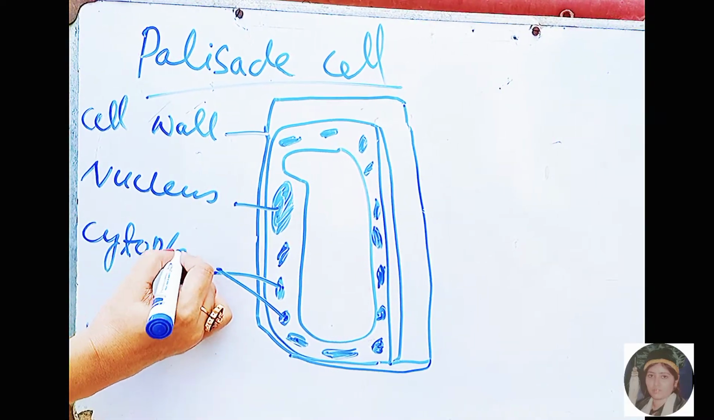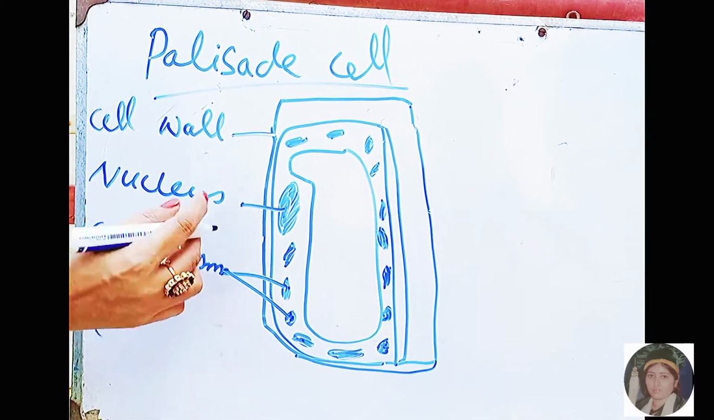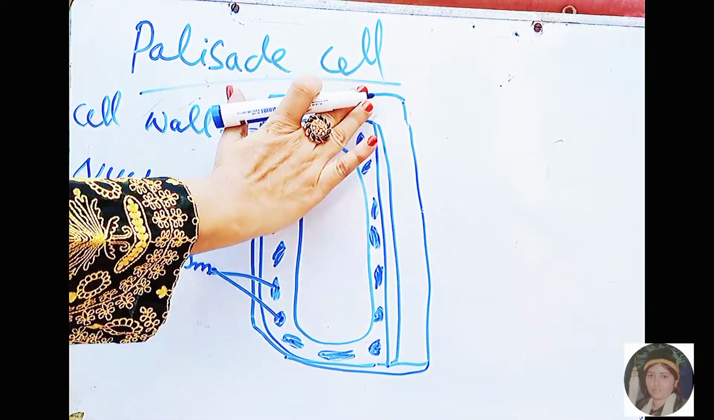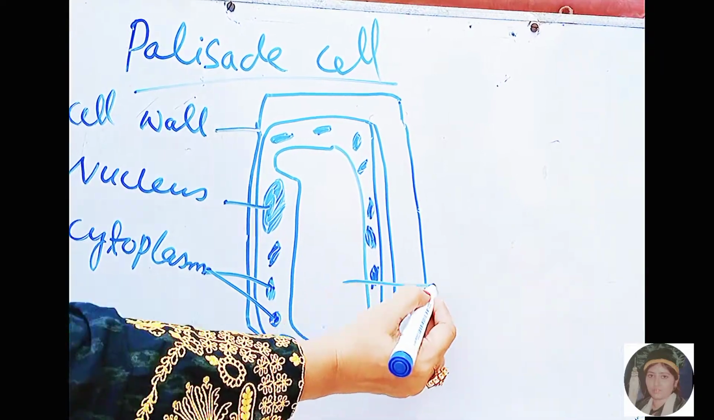Palisade cells are mostly found in the top surface of leaves. They have a lot of extra chloroplasts to trap sunlight and carry out photosynthesis.